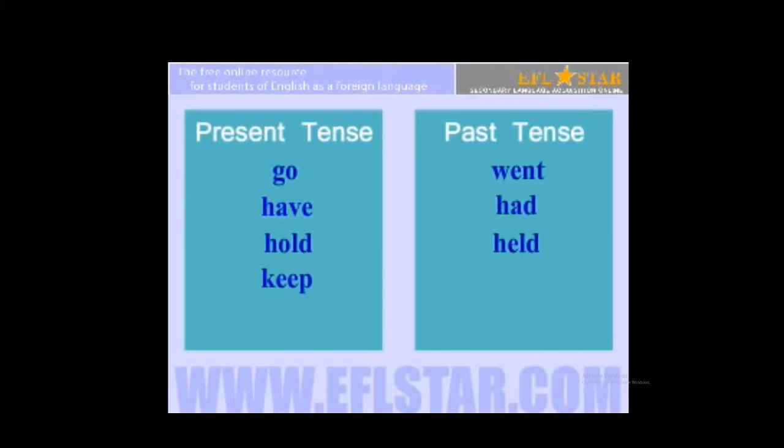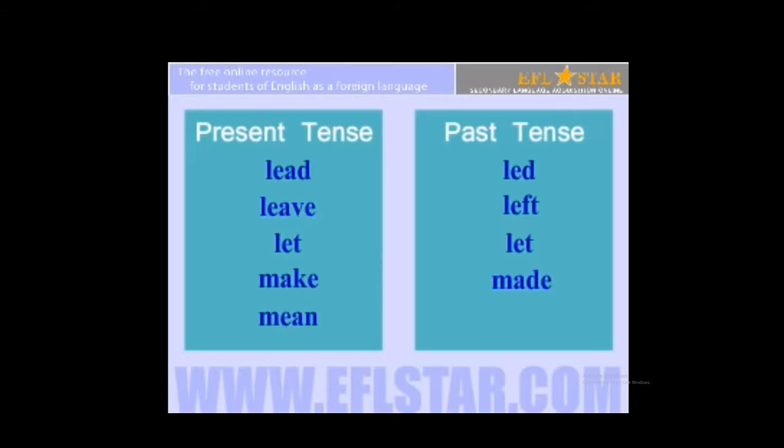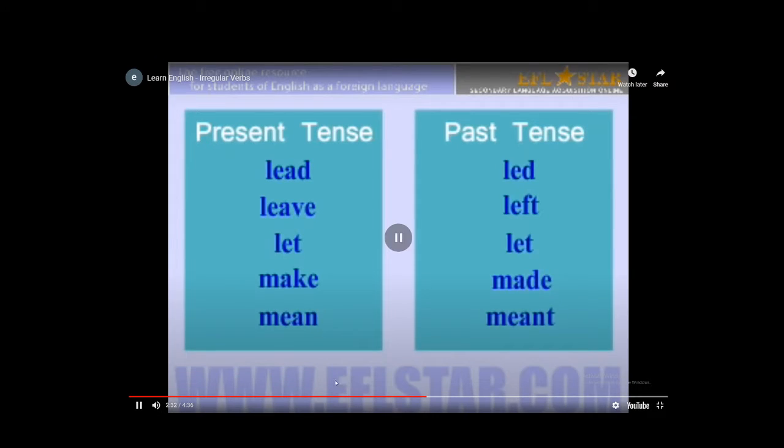keep, kept, know, knew, lead, led, leave, left, let, make, made, mean, meant.